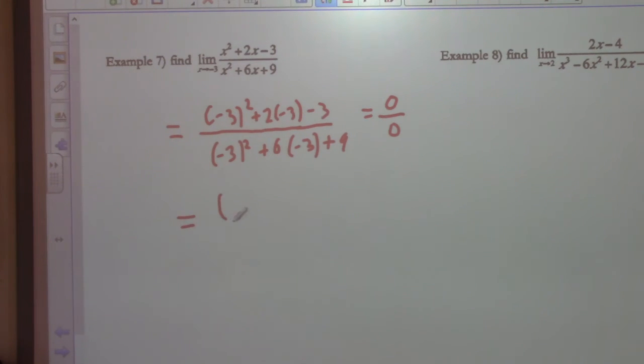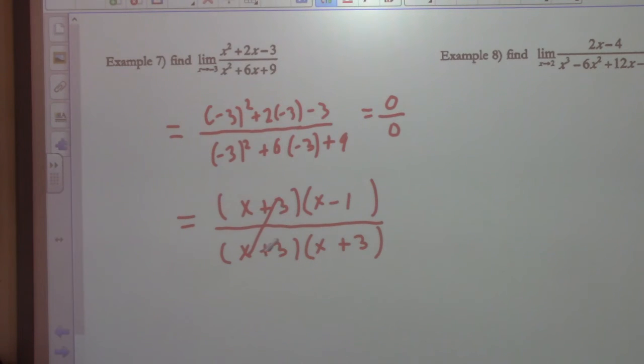So now we factor that out. Your top is x plus 3, x minus 1. Bottom is x plus 3, x plus 3. So they cancel the x plus 3. Are these pretty easy to factor right here? When they're like this, they're easy to factor. You should be able to factor every quadratic pretty easily, and also greatest common factor things.